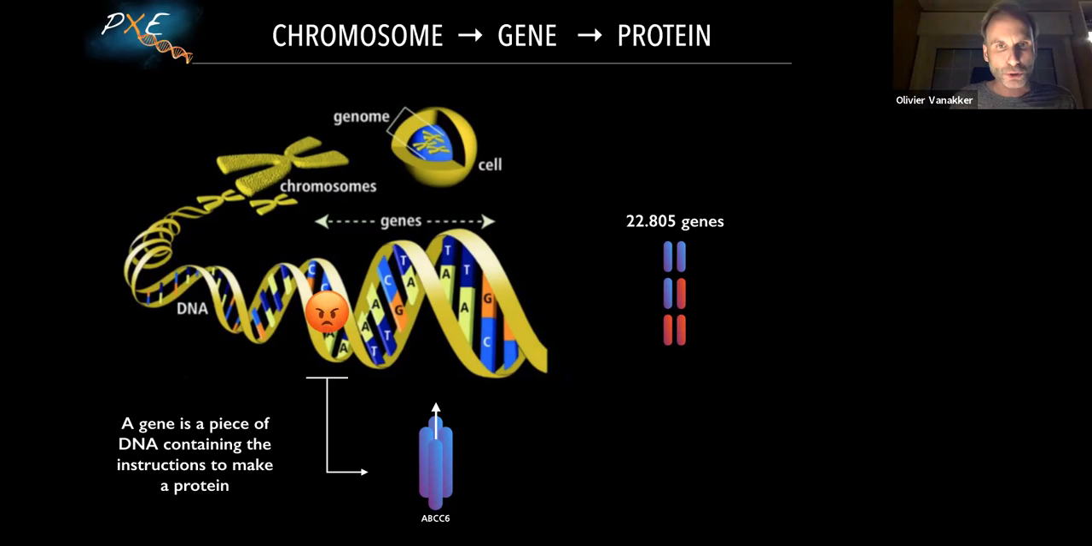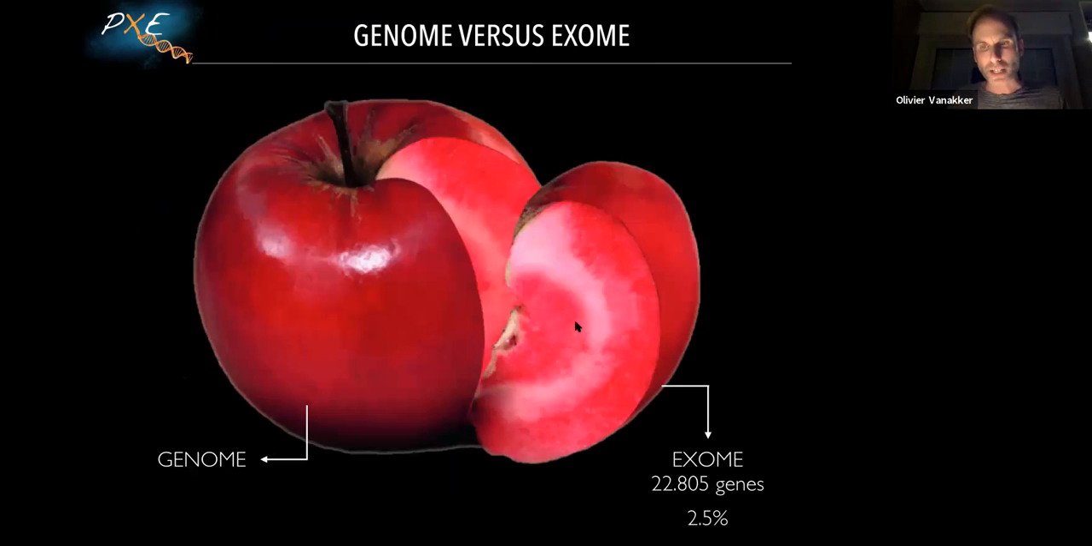If that is the case, obviously, the gene that contains the instructions will be abnormal. You will have the formation of an abnormal protein, leading to a less functional protein. It can still function a little bit, but it's not completely as it should be. Or worst case scenario, the protein is completely absent. And as a result of these 2 scenarios, you will get a disease. And in the case of ABCC6, that would be PXE. Now, these genes, 22,000, although they are very important, are only 2.5% of your genetic material, which is called the exome.